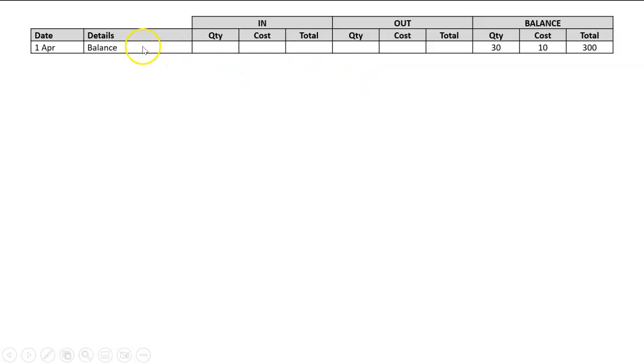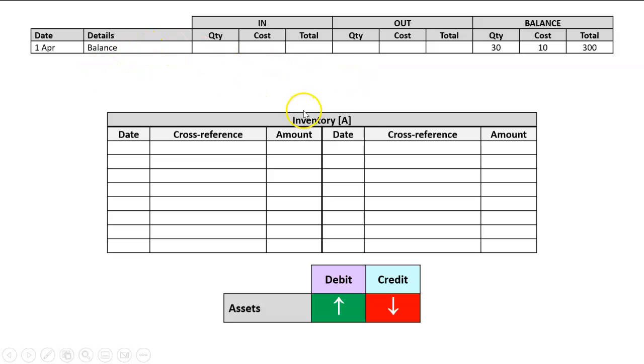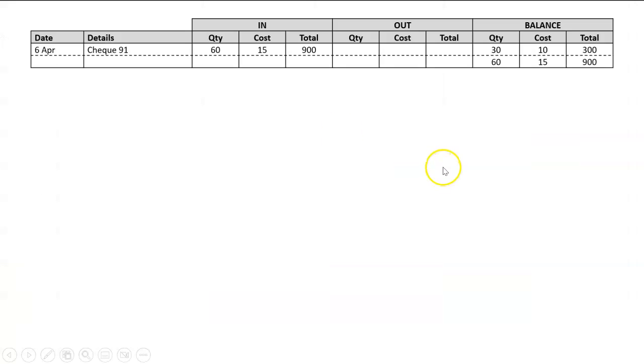So let's start with this one. We've got an opening balance. That's not a transaction as such, but what would that look like in my inventory ledger? What we're saying is at the start of the month, inventory had a balance of $300. Now, assets have debit balances, so that would go here, and we'd write 1st of April, balance, and we'd write 300.